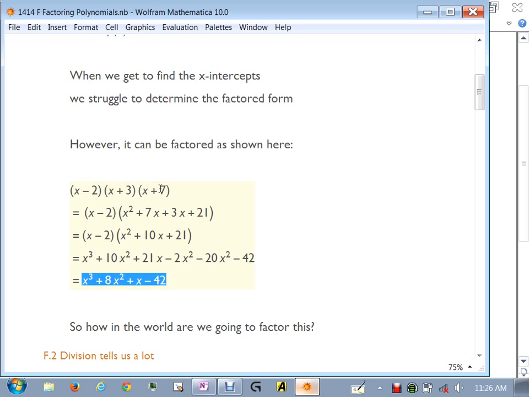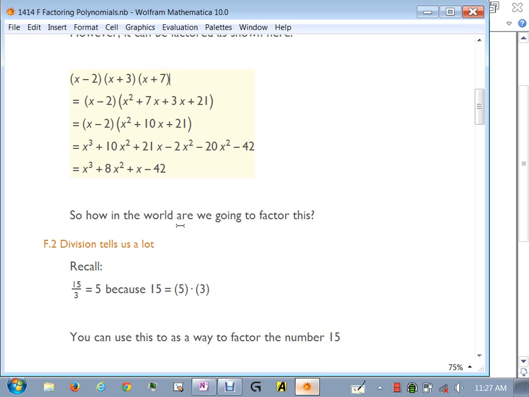It's these 3 things. Question: how do you get there? We're not going to approach it by guessing. So how in the world are we going to factor this? How are we going to do it?